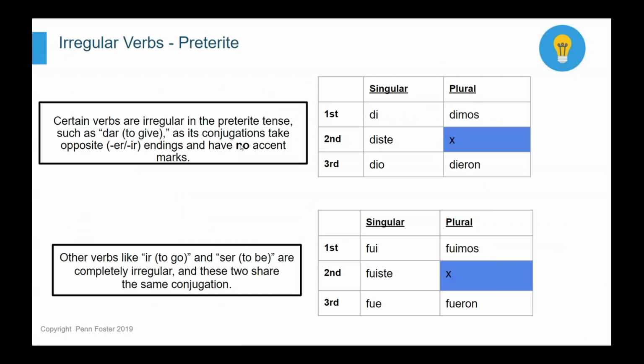We do want to talk about two irregular verbs in the preterite tense. So again, these are verbs that don't follow the pattern, verb forms that you will need to memorize as part of your learning. So our first one is the verb dar, which means to give. And we see that dar is an AR verb, although the rule in the preterite is they take opposite endings, so they actually use those ER, IR endings. And there are no accent marks as you're going through those preterite tense forms.